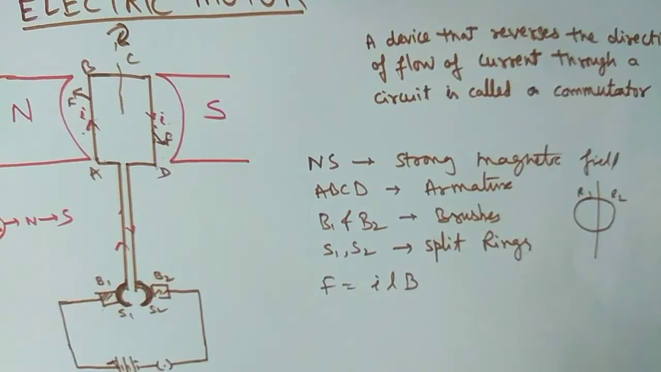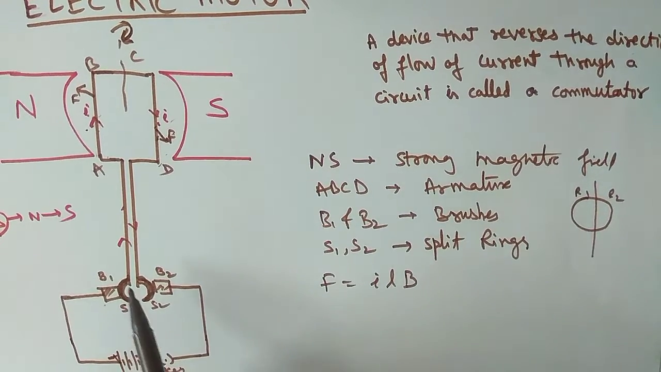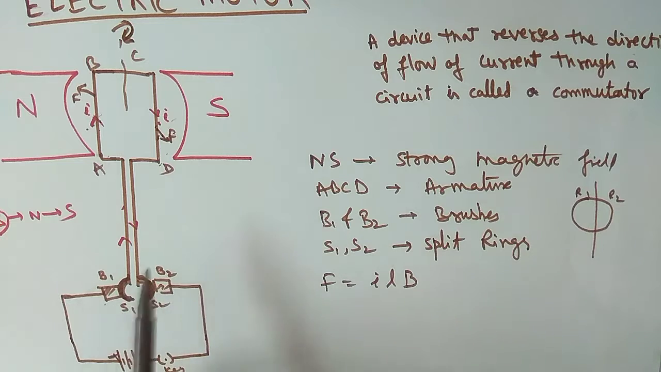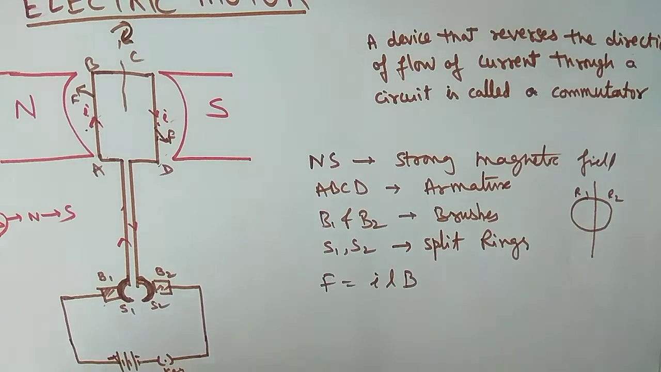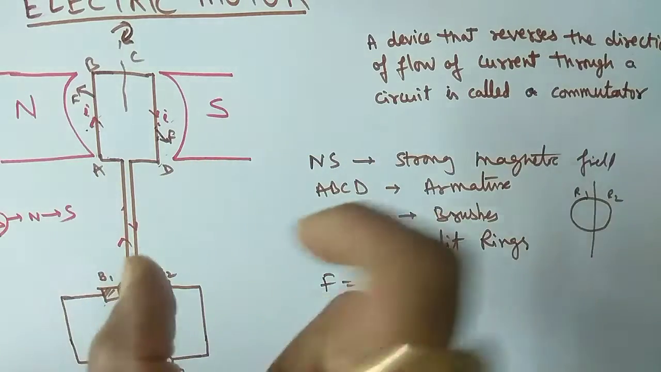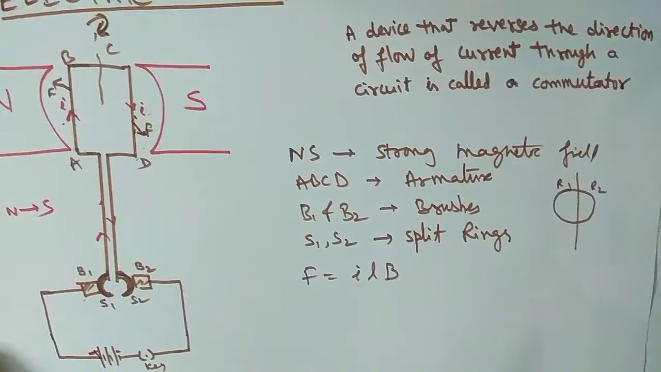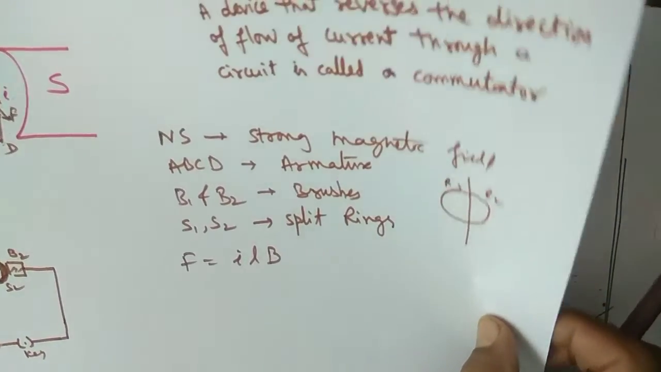It will not change. So this is the electric motor, and this is the commutator, because a commutator is a device which reverses the direction. S1 and S2 are reversing the direction, so continuously it will rotate and replace its position, so that the direction of the rotation remains constant. So this is about the electric motor.